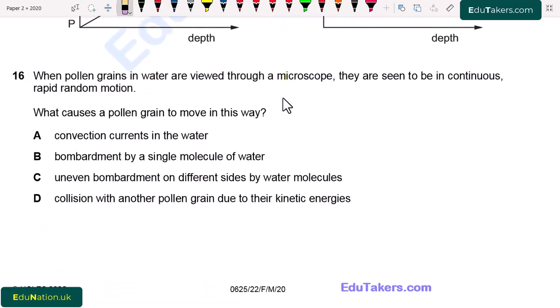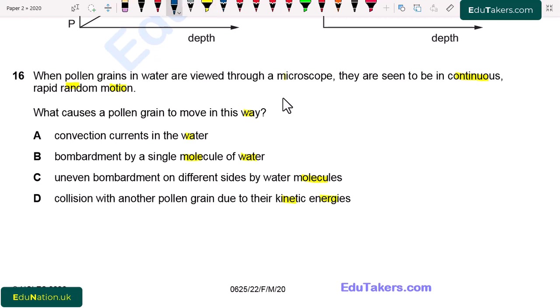Question number 16. When pollen grains in water are viewed through a microscope, they are seen to be in continuous, rapid random motions. What causes a pollen grain to move in this way? MCQs: A. Convection currents in the water. B. Bombardment by a single molecule of the water. C. Uneven bombardment of different size by the water molecules. D. Collision with another pollen grain due to the kinetic energies.